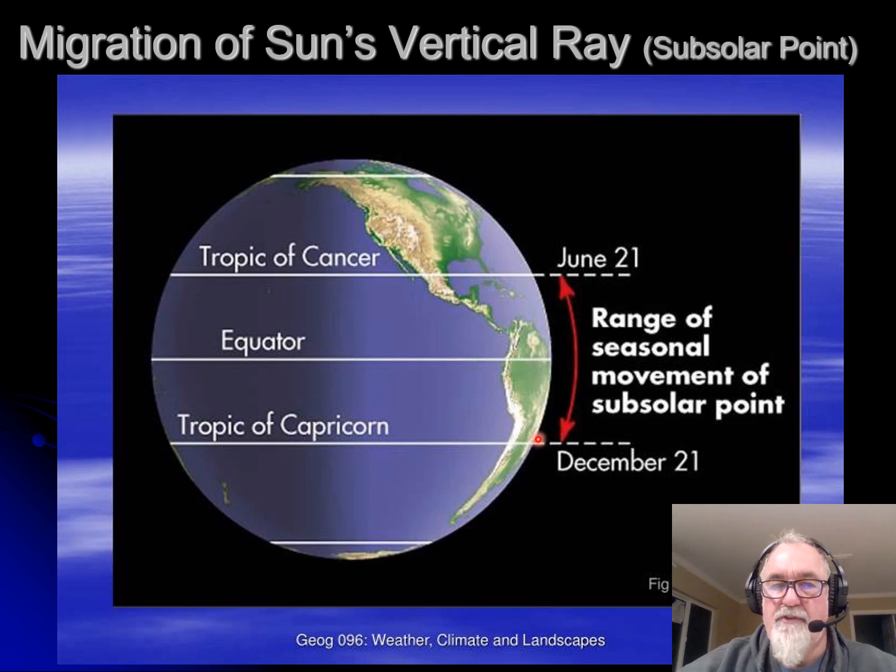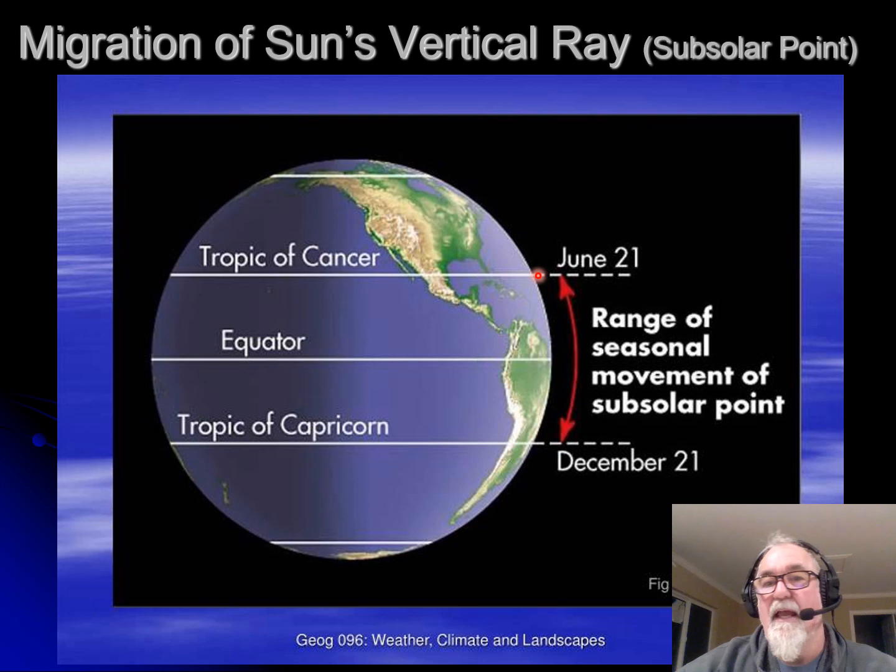So that vertical ray of the sun, sometimes called the subsolar point, will migrate back and forth, back and forth. It will go December, January, February, March, April, May, June, and so on. The furthest it will get north of the equator is 23.5 degrees north on June 21st. And the furthest south it will get is December 21st, 23.5 degrees south. This would be the first day of summer for the southern hemisphere, the first day of winter for the northern hemisphere. Conversely, June 21st would be the first day of summer for the northern hemisphere, the first day of winter for the southern hemisphere.